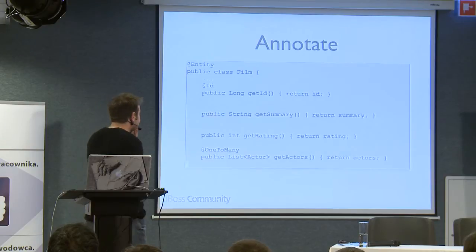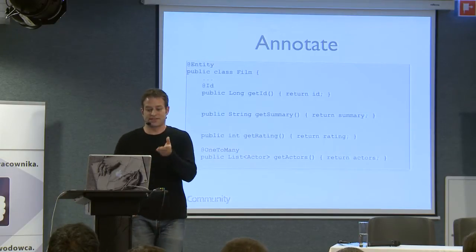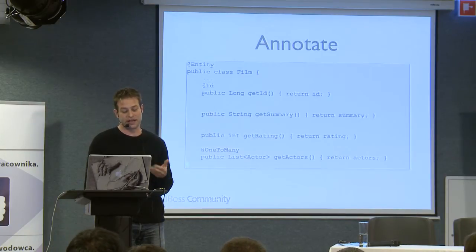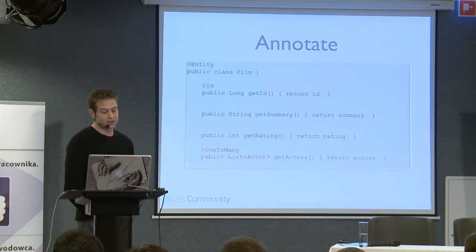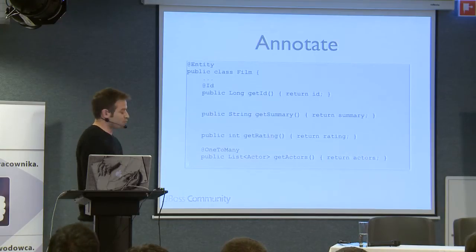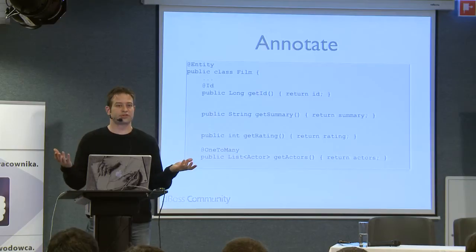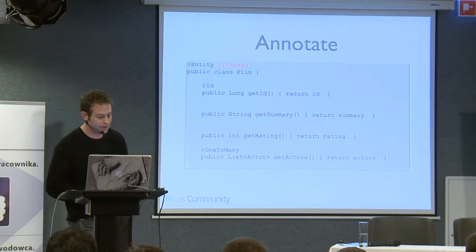And now the interesting part. Let's take a simple class, a film entity, which has our JPA annotations, @Entity, @Id. We have some other attributes, summary and rating. And we have a one-to-many relationship to actor. Right, so that's standard JPA, standard Hibernate.